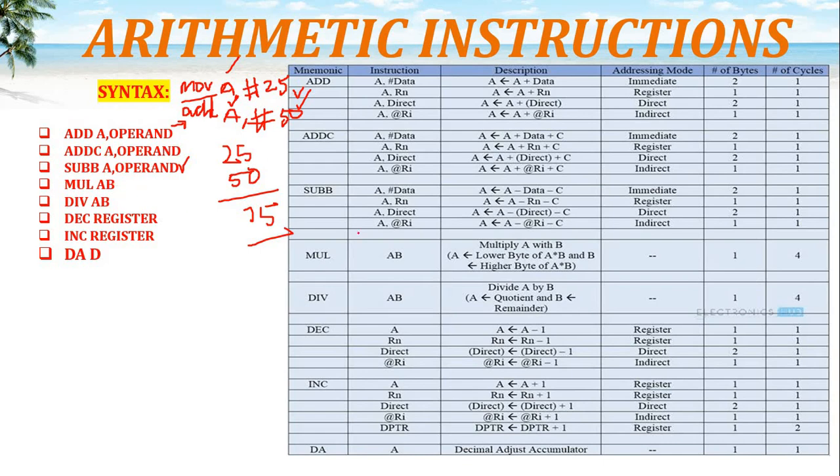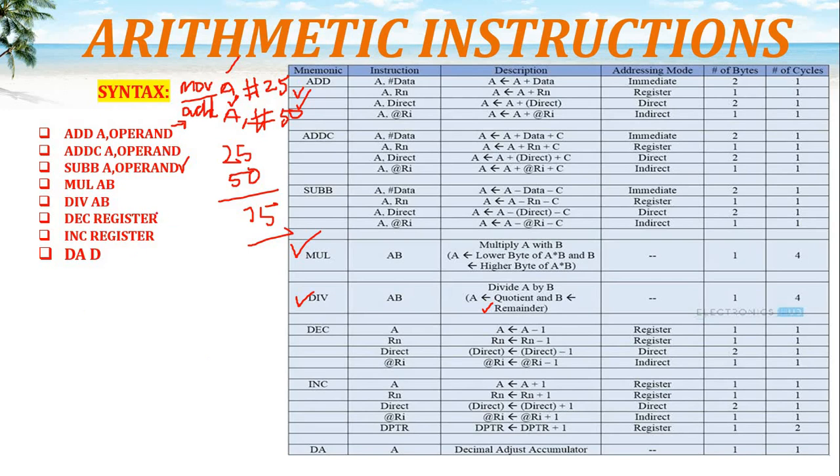Next one is multiplication. Whenever I'm using MUL and DIV operations, automatically this B register will come in, because the B register needs to store the higher byte. So automatically this will come in multiplication. While in division, the B register will store the remainder value, so automatically it will come in. For other types of instructions, this B register will not function.